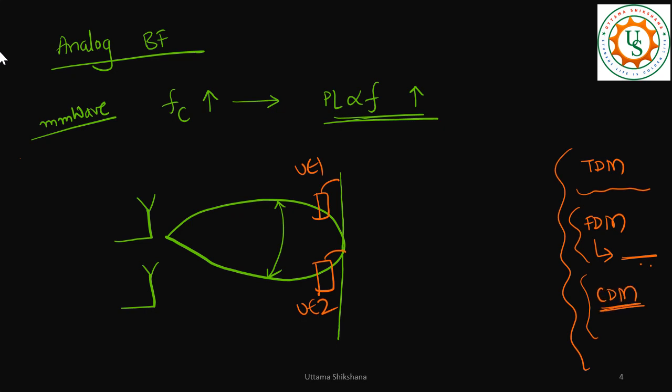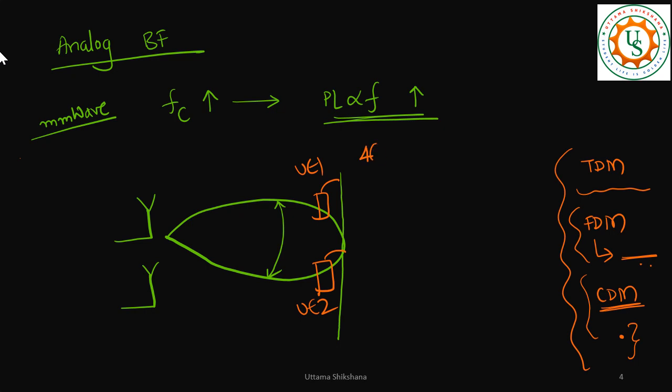Some of the control channels are actually using CDM, code division multiplexing. Even if they're using the same time and same frequency, basically the same subcarrier, they can be made orthogonal by using different codes, maybe orthogonal cover codes, like that. So that's how it was done in case of 4G. Okay, this was done in case of 4G.